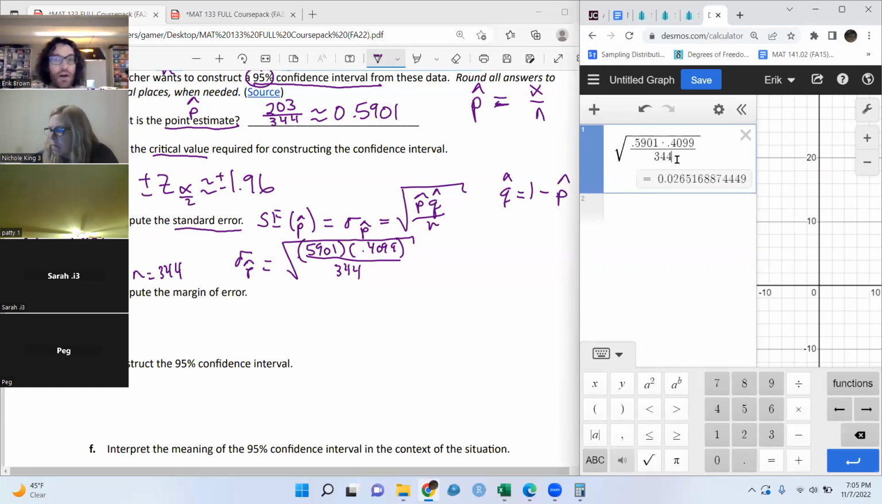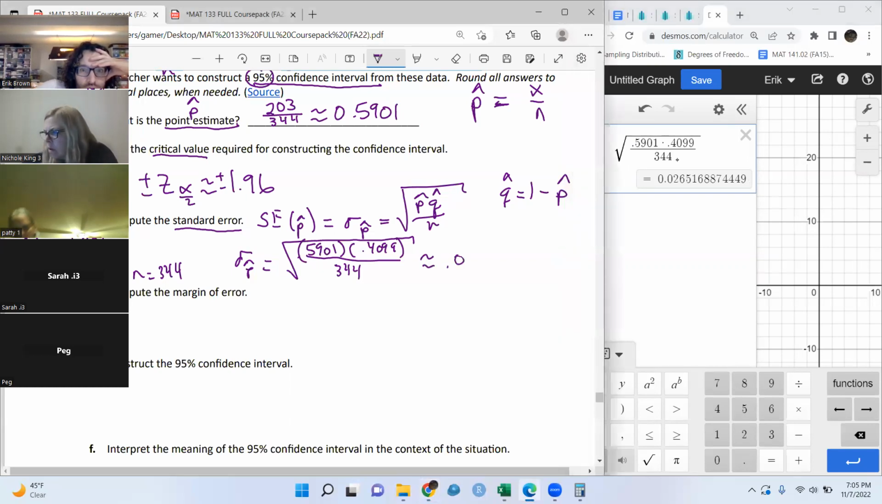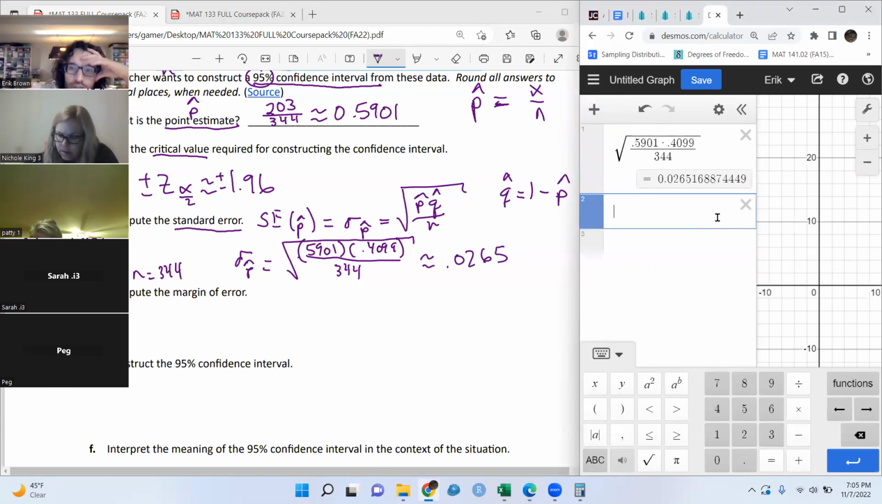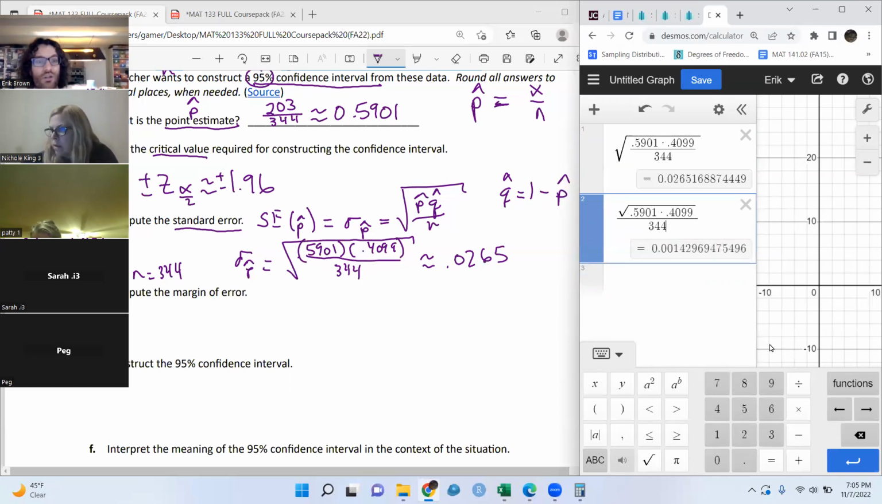And so we get 0.0265. Is that what y'all had? If you weren't careful how you typed in your fraction, you could get something that looks subtly the same, but the numbers are wildly different. Here the 344 is within the square root, here it's below it. So we don't want this one. That one's wrong. We want the first one we did.